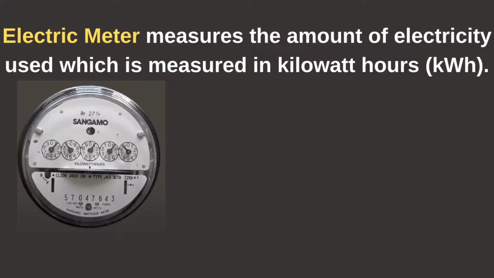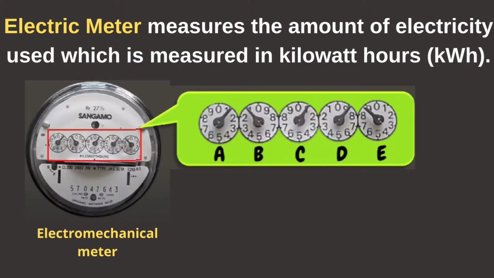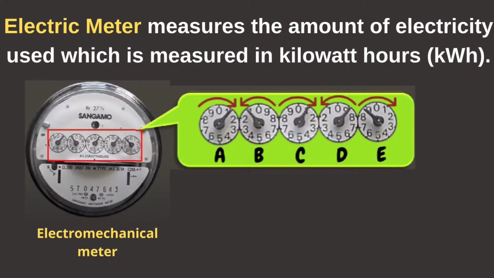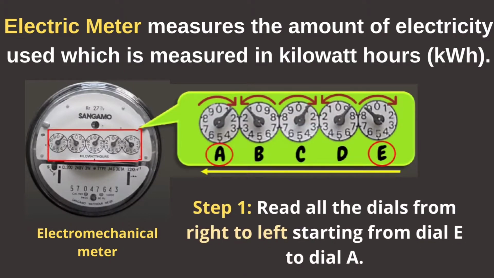Let's find out. An electric meter measures the amount of electricity used, which is measured in kilowatt hours. In an electric meter, you will notice that there are 5 dials, namely dial A, B, C, D, and E. Inside each is a pointer, which indicates the number to be read. The pointers will alternately turn clockwise and counterclockwise. These dials measure the number of kilowatt hours you use in ones, tens, hundreds, and thousands.